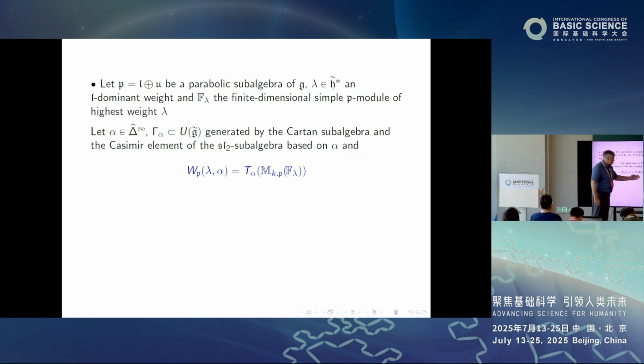This is the construction that we had before. And we can apply T alpha. So we'll denote the image this way, W P lambda alpha. And this module has an interesting property. So suppose alpha is a real root.